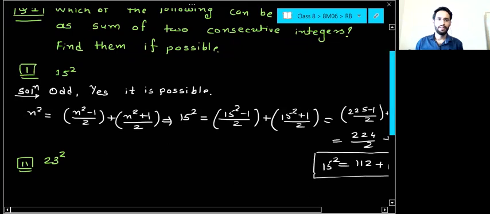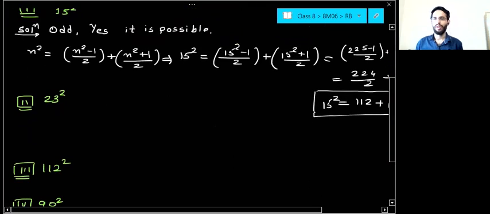Right. In the same way, now who will tell me for 23 square? Can I write this? Is 23 even or odd? Odd. Is it possible for 23? Yes, sir, it is possible. Very good. So how can we write this?